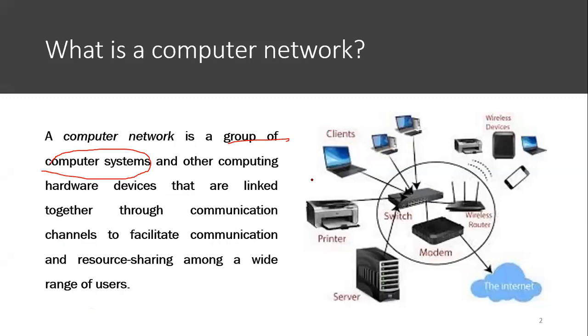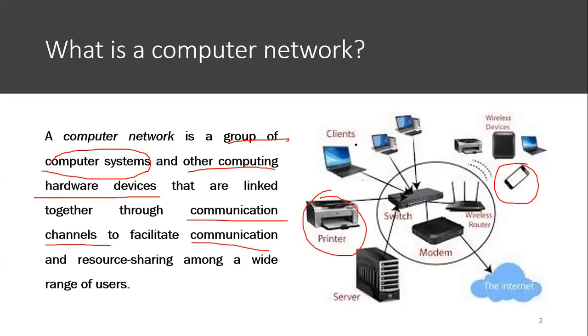So there might be different laptops, different desktops, and other computing hardware devices such as mobile phones. And there might be a printer. It's also a computing device. Other computing hardware devices that are linked together through a communication channel. So it might be wired communication, it might be wireless communication, through communication channels to facilitate communication.